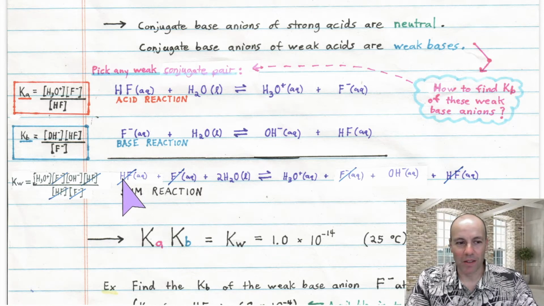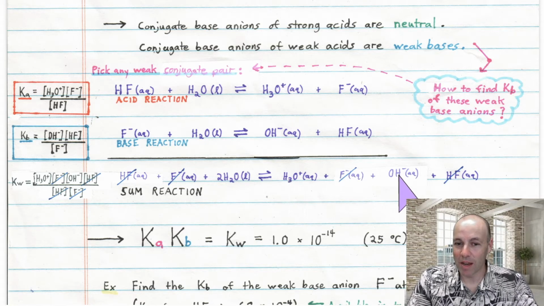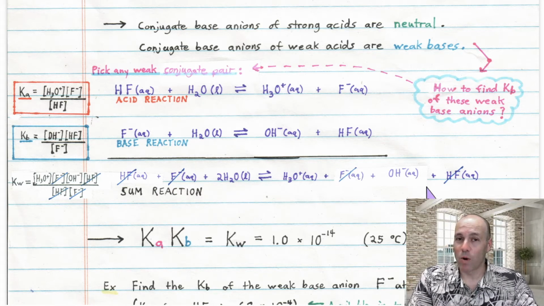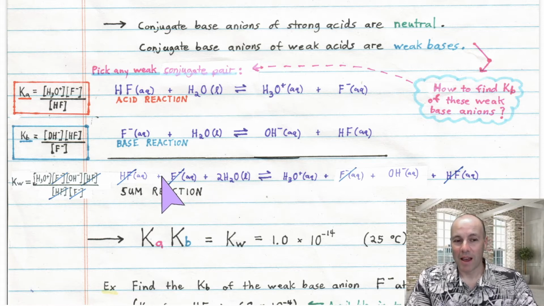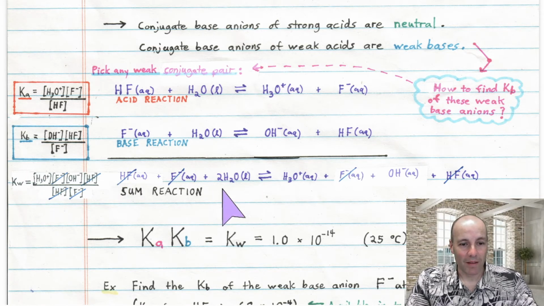Notice that the HF is on the left and on the right. So you can cancel that off if you want to. And also F minus is on the left and on the right. And if you cancel off those species, what you're left with is water dissociating into protons and hydroxides. What you're left with is the autoionization of water reaction. Now, the equilibrium constant for the autoionization of water is Kw. So the equilibrium constant for this should be Kw.